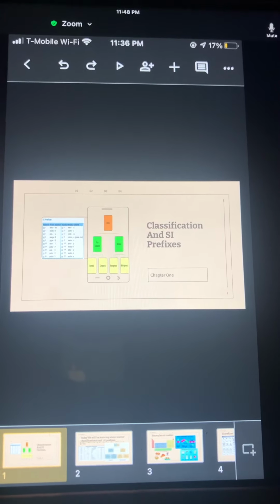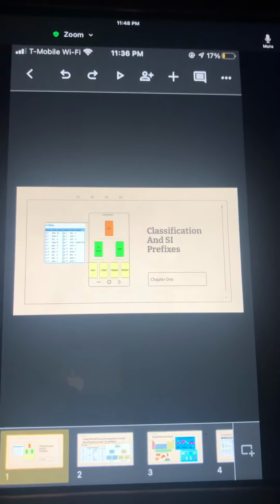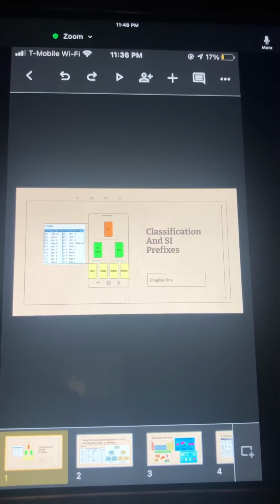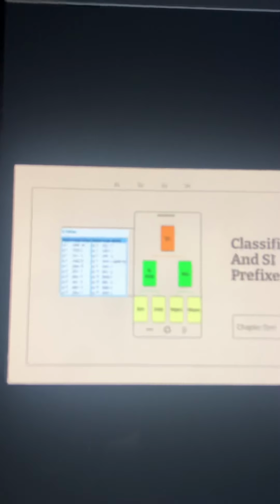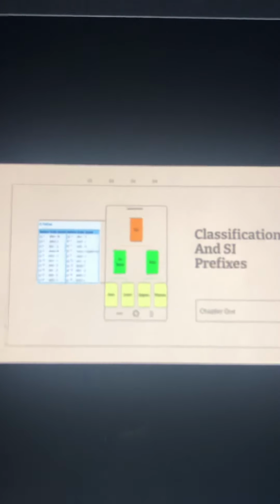Today's presentation will be on classification and SI prefixes. Now, classification of matter and SI prefixes, chapter 1, is something we went over in August, and it's always good to go back to the basics. Here we have a small SI prefix chart and a small flow matter chart.